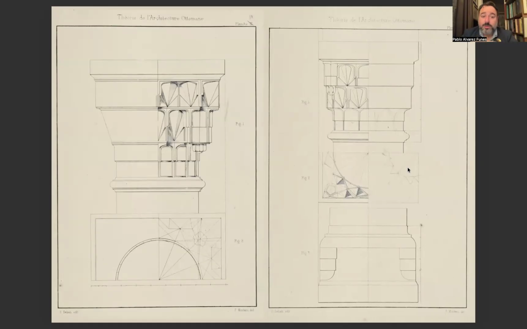And look, this is based on the Corinthian capital. This is based on the composite capital. And if you take a look at it, the divisions in four parts is almost what you have in the Corinthian capital.